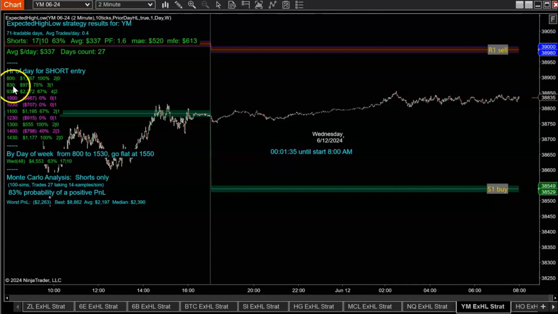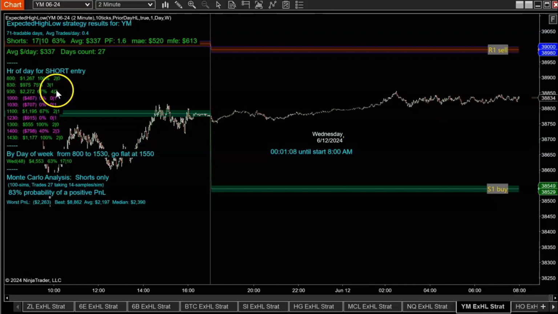8:30 to 9 o'clock is the next category, so that's $975. We have a 3-win, 1-loss rate. 9:30 to 10 o'clock, so right after the open, if we hit the short signal, R1, we have a $2,200 win. Not too bad. I mean, the number of occurrences is pretty small, and that's what makes this table a little misleading.